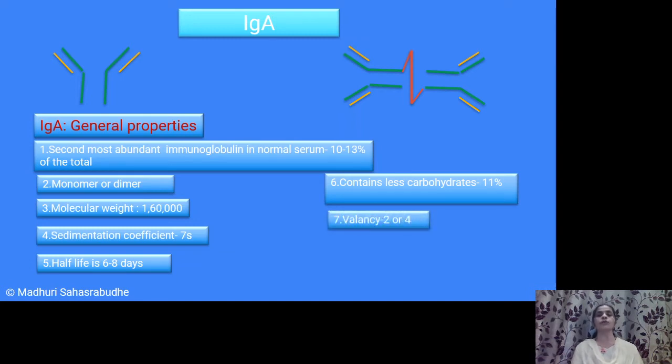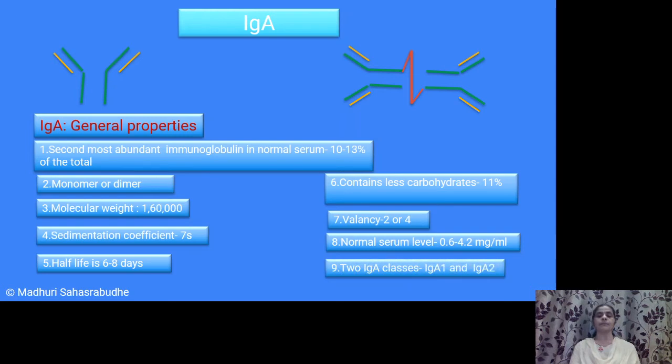Now why is it called 2 or 4? If you look at the structure, you will observe that in the monomer there are 2 FAB sites, therefore valency is 2. Whereas in a dimer there are a total of 4 FAB sites, that is, antigen binding sites, and therefore the valency is 4. Normal serum level is 0.6 to 4.2 milligrams per ml. There are 2 classes of IgA, IgA1 and IgA2. So let us try to remember these properties in comparison with IgG.